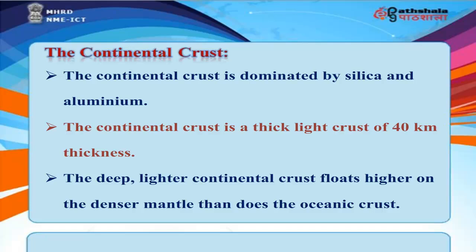The continental crust. The continental crust is dominated by silica and aluminium. The continental crust is a thick, light crust of 40 kilometer thickness. The deep, lighter continental crust floats higher on the denser mantle than does the oceanic crust.